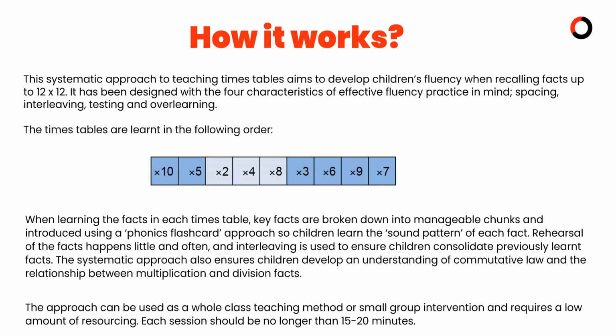The systematic approach also ensures children develop an understanding of the commutative law and the relationship between multiplication and division facts. The approach can be used as a whole class teaching method or small group intervention, in this case, and requires a low amount of resourcing as these are included. Each session should be no longer than 15 to 20 minutes.